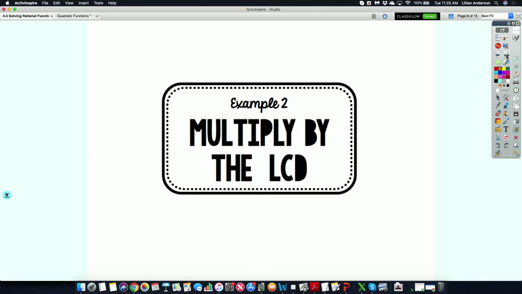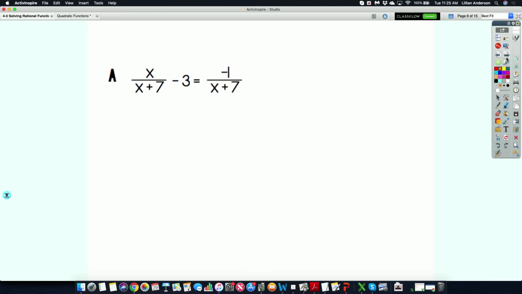The next type, multiplying by the lowest common denominator. Now this one, I can't use cross products because I have 2 terms on my left and 1 term on my right, okay? But the skill here is to multiply by the lowest common denominator. What is the lowest common denominator here?